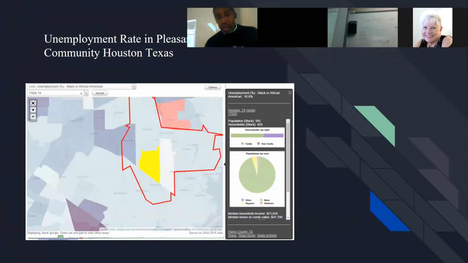And that unemployment rate is at 10.8%, which is at least twice the unemployment rate nationally. I think the unemployment rate nationally might be around 5%. It might be less than 5% right now. I don't know what the unemployment rate is for Houston, Texas, but I'm quite sure that 10% is higher than most averages. And so that's another indicator of vulnerability, perhaps.